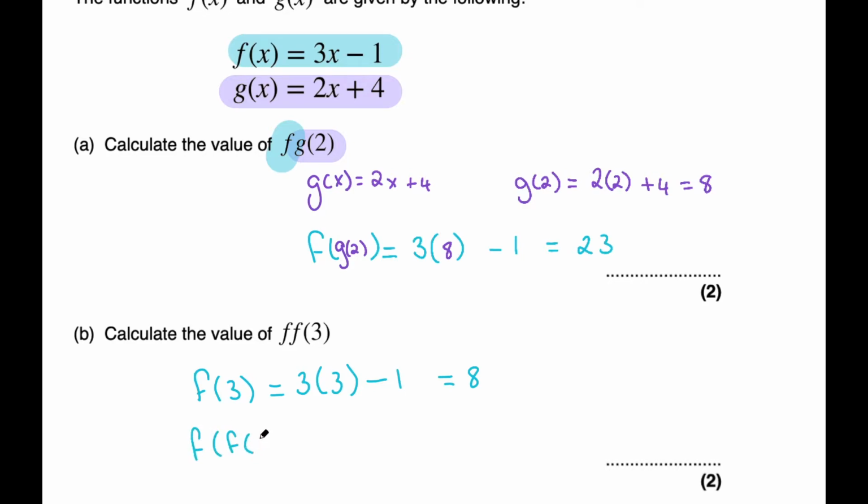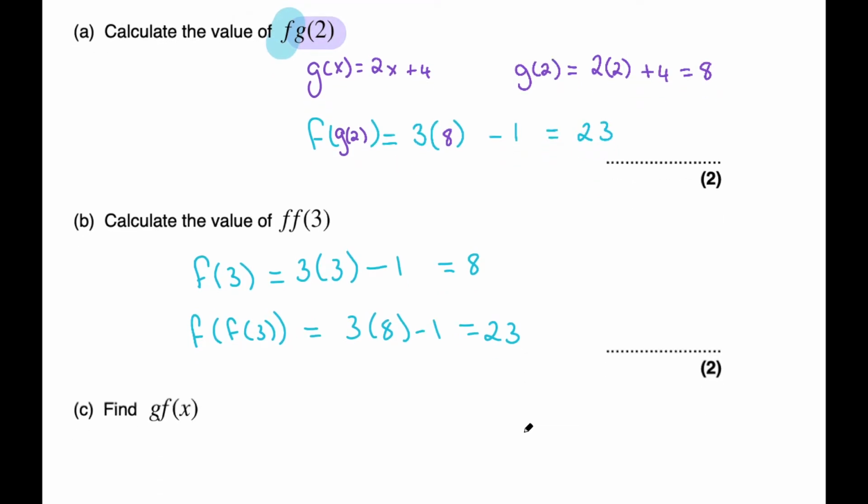The next thing I'm going to do is put that back in to f of x. So the output of that, I'm going to feed it back in through the function f again. So I'm going to go again, 3 by 8, minus 1, and I'm going to get 24 minus 1, which is 23 again. So that's not too complicated. It's just about taking your time, reading and understanding the language and the symbols that they're using and what they mean. It's just translating what they mean and putting it together bit by bit.